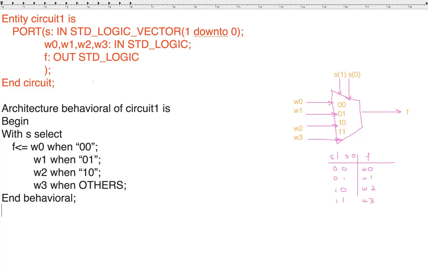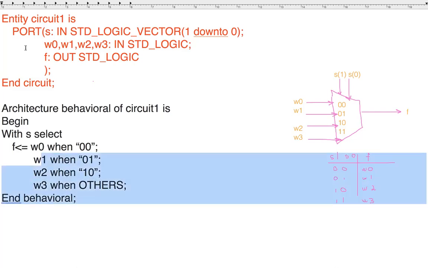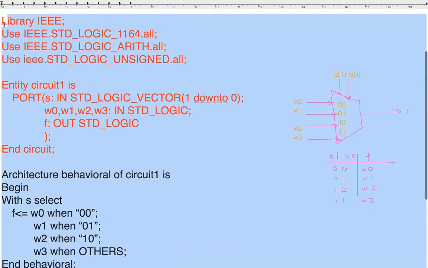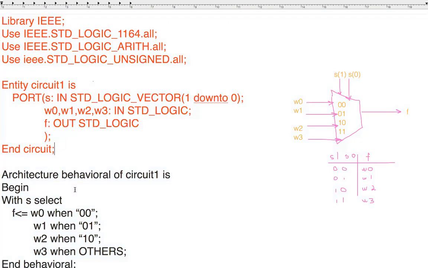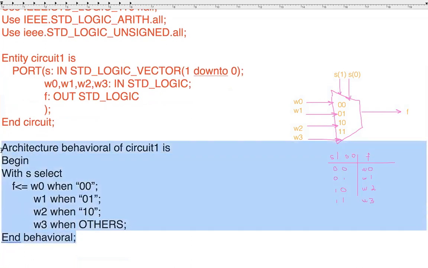After that, since I ended the behavioral, going back, remember you had your libraries, you had your entity, and then you had your behavioral statement. It is behavioral because we could write a truth table from this, and that describes how a multiplexer works. Remember, it's based off those select values. That's why we used a with select for our actual code in our behavior statement.